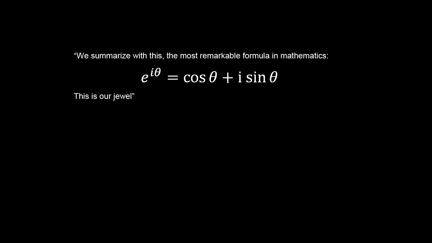Towards the end of the lecture, Dr. Feynman says this: "We summarize with this the most remarkable formula in mathematics. e to the i theta equals cosine theta plus i sine theta. This is our jewel."